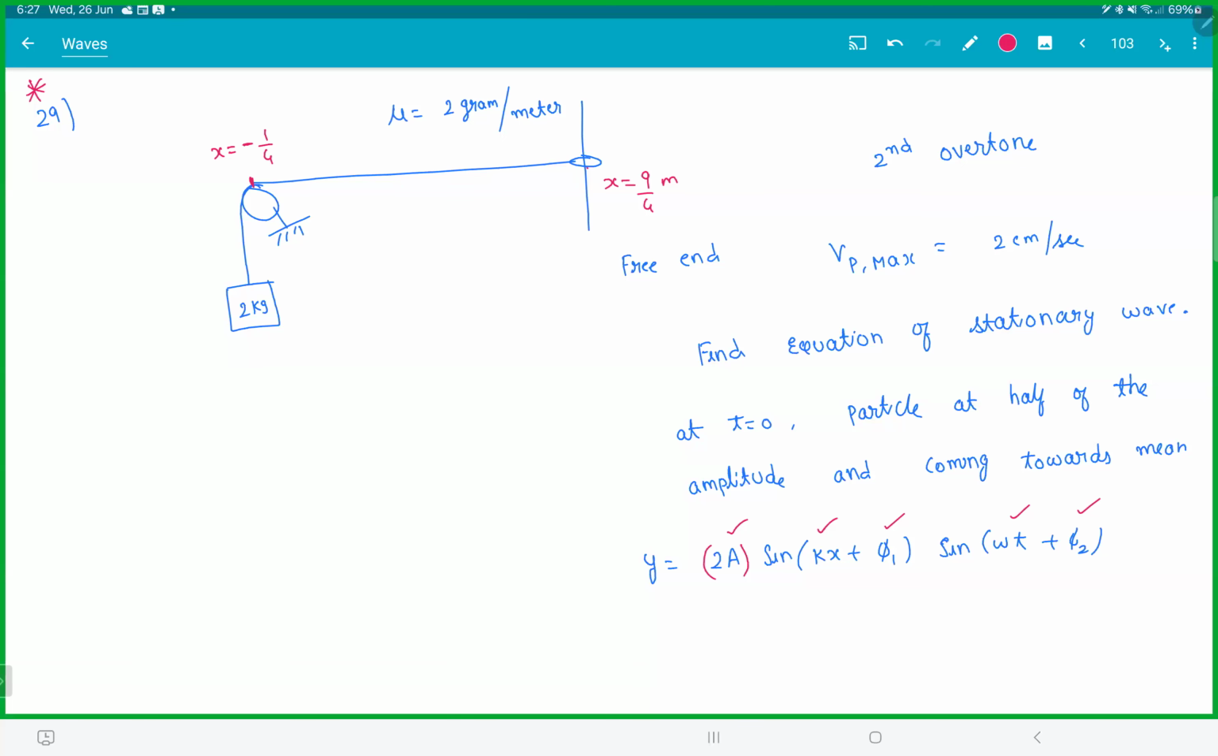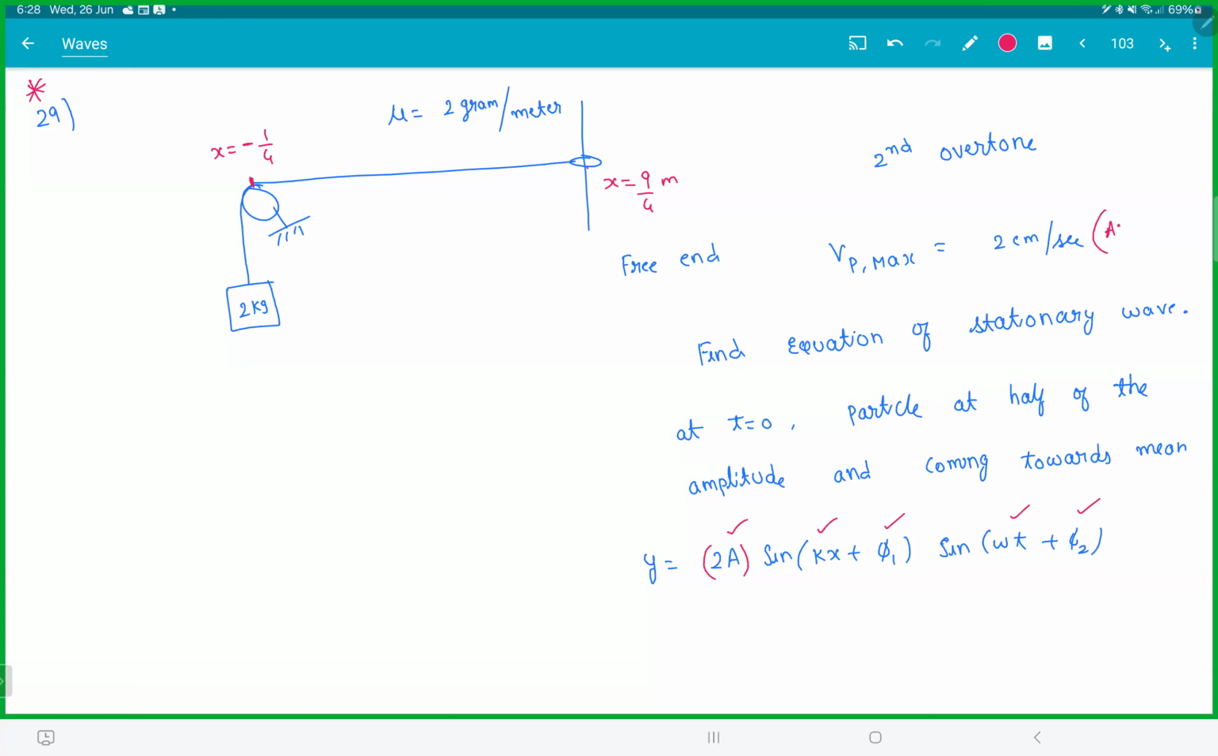Different particles have different max speeds. So Vp max is the maximum speed of a particle on the string, so that will be the antinode. Now see, every particle has its own maximum speed. Among them, there's one guy with the maximum speed. That guy is an antinode.